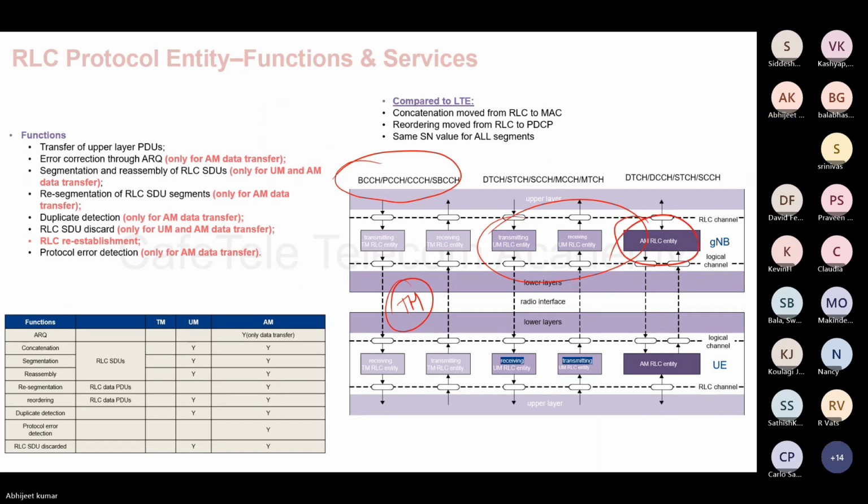Acknowledged mode is the most complex but robust for the RLC entity because it provides a full set of services for error correction, retransmission, in-order delivery, duplicate detection, and sequence number checking. So that's why we use this one.